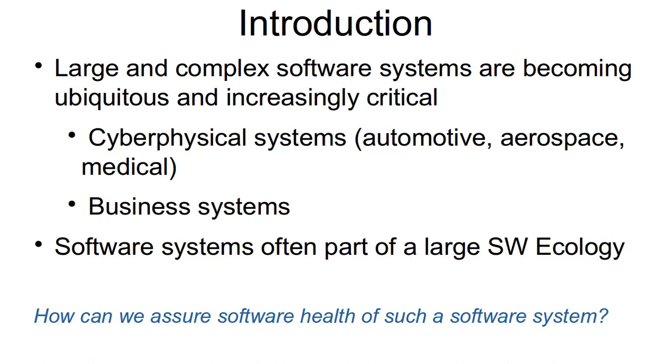Overall, these software systems have become much more critical, which means any malfunction of the software can either lead to loss of life or to loss of business opportunities or financial losses. So the big question is, how can we assure software health for such a software system?